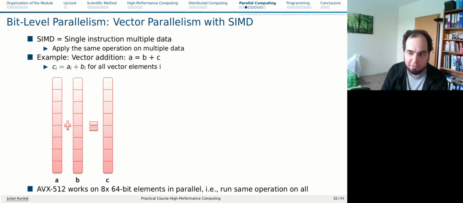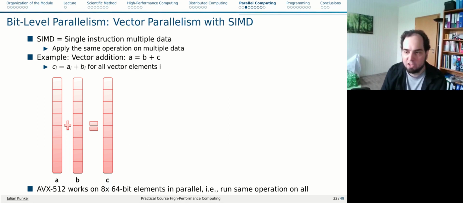A consists of 8 different values. B consists of 8 different values. Then, of course, you add this value plus this value plus this value. And there are instructions that allow you to do this. For example, AVX-512 allows me to do this with double precision floating point numbers.